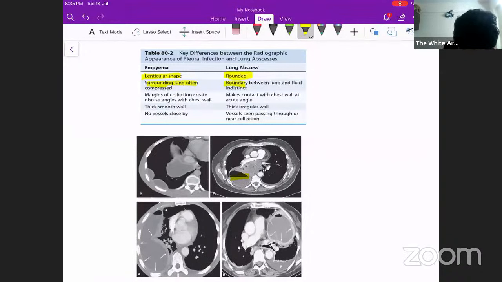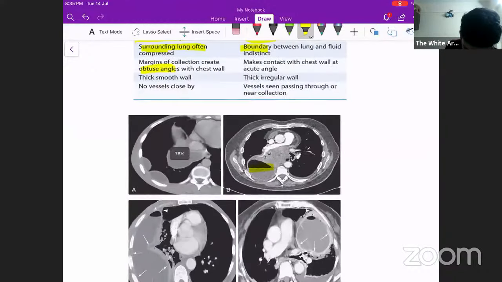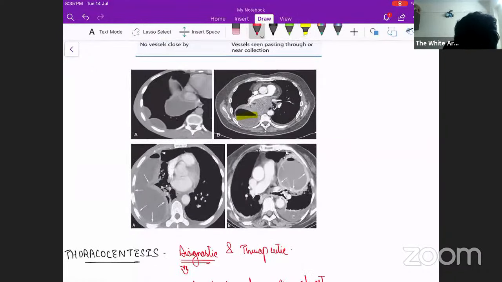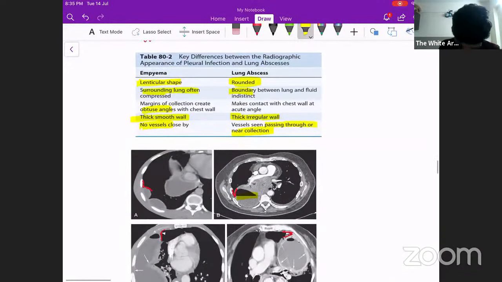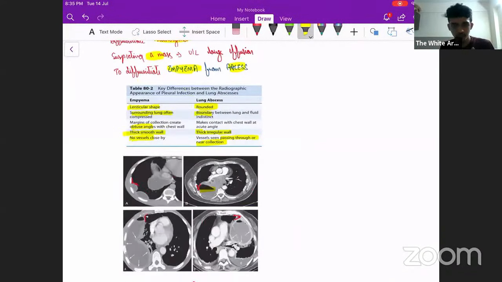Next, the margin of the collection creates an obtuse angle. Very, very important point. So we see over here, it creates an obtuse angle. Again over here, it is creating an obtuse angle, but over here it is an acute angle. Here we see again an acute angle. So this is important. Next is the wall: thick, smooth wall versus thick, irregular wall. No vessels can be seen close by, whereas vessels passing through or near the collection can be found. This is how we differentiate lung abscess from empyema.